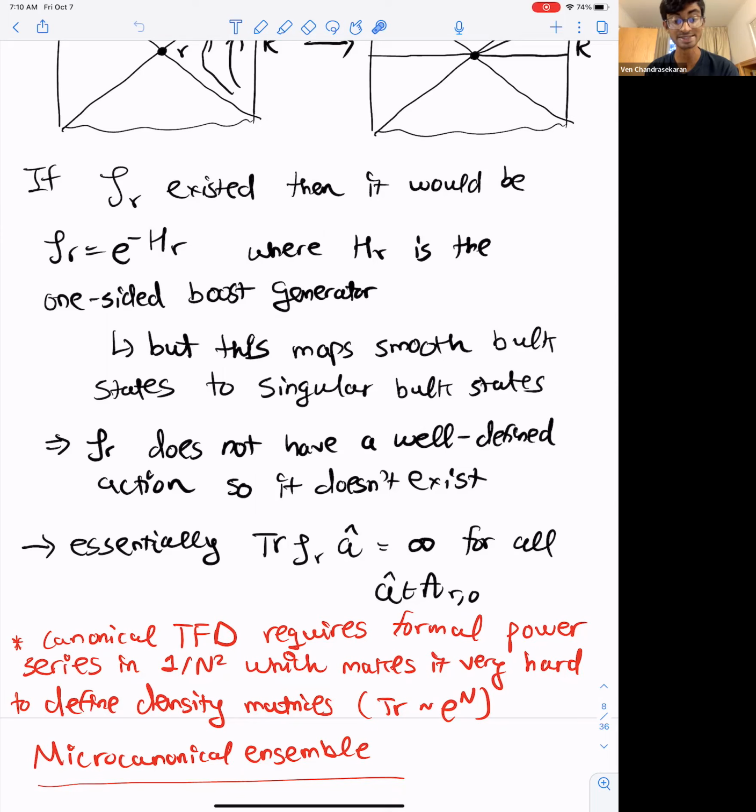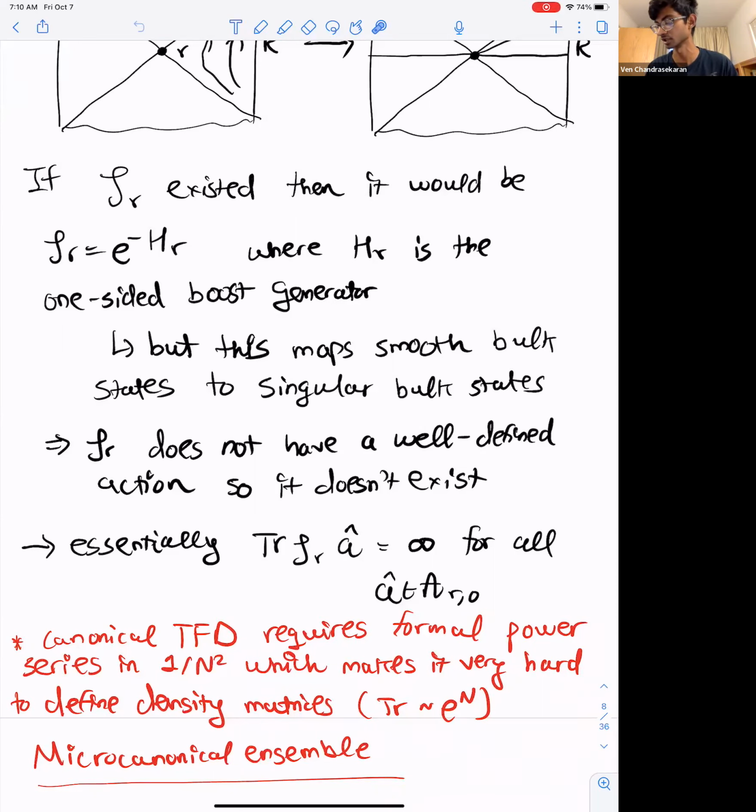The trace goes like e to the n, and if we want to do a power series in 1/n squared, this is not going to be something that has a well-defined power series. And there are various other quantities that we want to compute, for which doing a power series in 1/n squared just makes it really hard to get any handle on what happens in this algebraic QFT formalism. So instead of taking that direct power series approach, I'm going to take a slightly different approach.